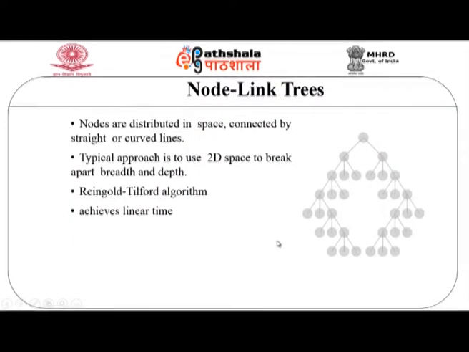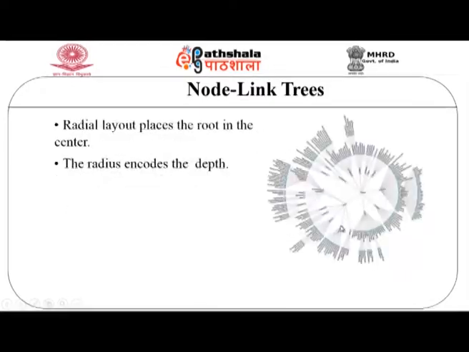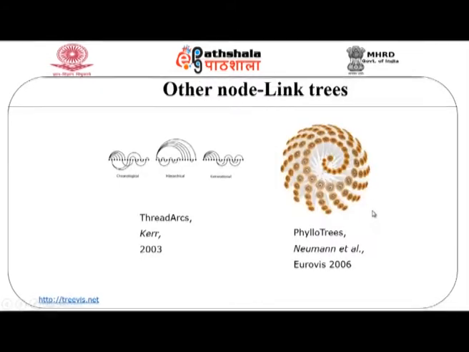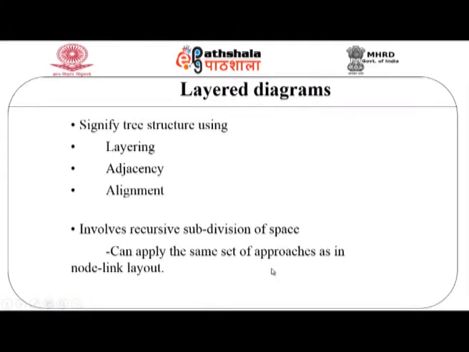This is a node link tree where the nodes are distributed in space connected by straight or curved lines, and the typical approach is to use the 2D space to break apart the breadth as well as the depth information. They use the Reingold-Tilford algorithm for generating these kinds of node link trees, and these trees can be generated in linear time. This is a radial tree layout which places the root in the center of the entire layout, and the radius encodes the depth information. Other node link trees are also represented like this. You have thread arcs, you have phylo trees.